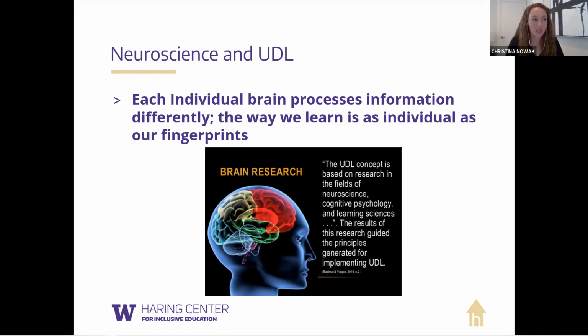So the concept of UDL is based on research in the fields of neuroscience, cognitive psychology, and learning science. The results of this research guided the 3 principles for implementing UDL. It's really cool because every principle relates to 3 different parts of the brain that are associated with the principles themselves. As educators, aside from Bloom's taxonomy and all those old school ways that we teach, this is right up in our brain, all these neuro pathways, which I don't even understand, but it's so cool.